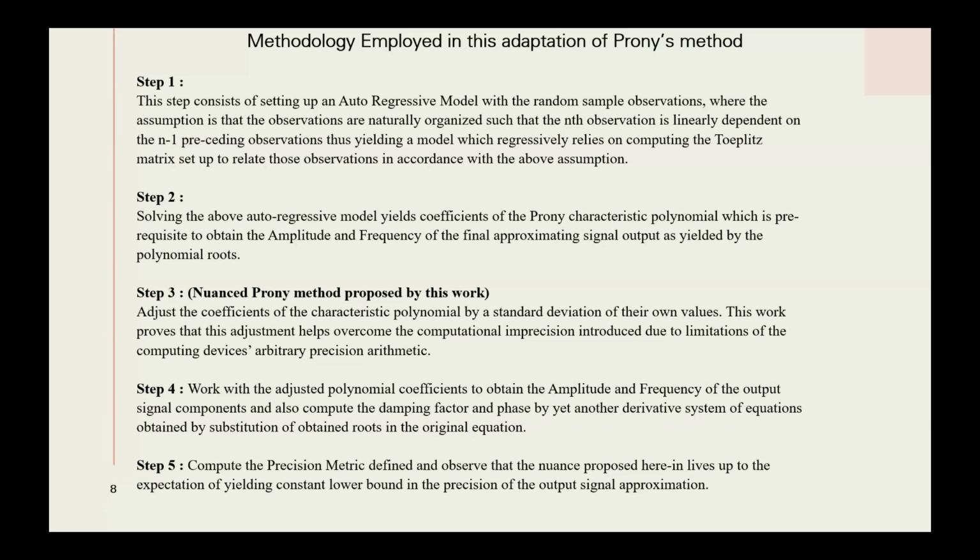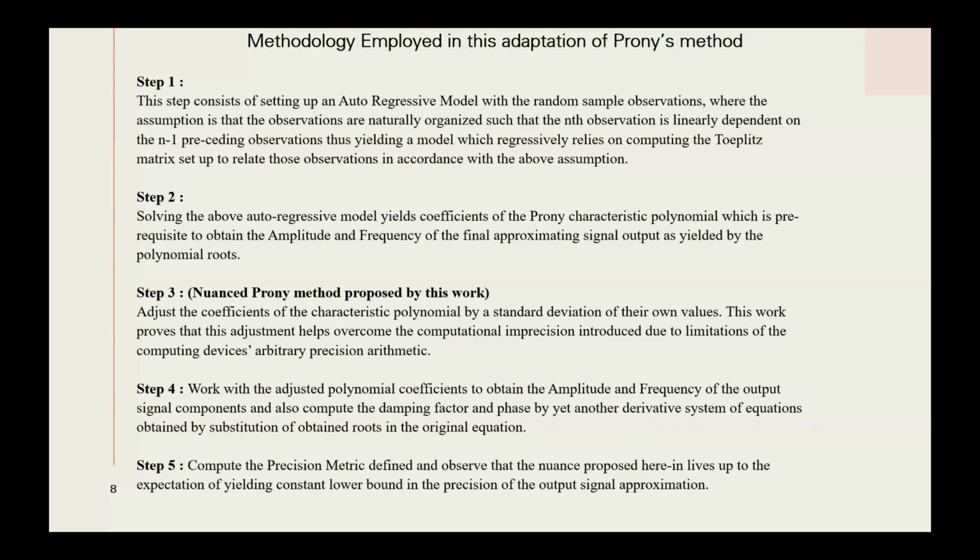Now, in step number 4, work with the adjusted polynomial coefficients to obtain the amplitude and frequency of the output signals, and also compute the damping factor and phase by substituting back, as I mentioned, into the original Prony matrix and finding the roots again in the original equation. Excuse me.